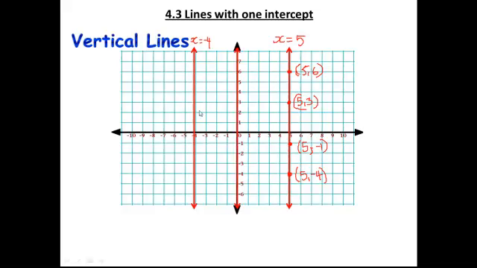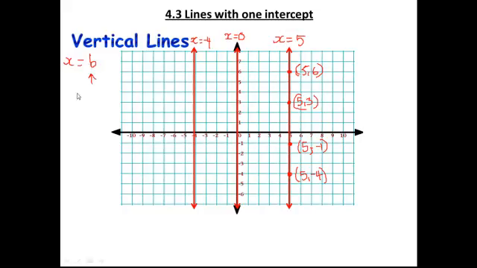What about this line here, the y-axis? What would the equation of the y-axis be? Well, we already know this from the last video, all of the x-coordinates are 0. So the equation of the y-axis is, confusingly, x = 0, because all of the x points are equal to 0. So vertical lines are always in the form x = b, where b is just any number.